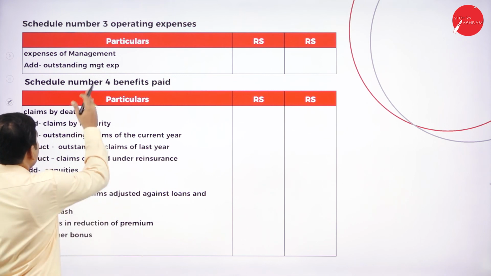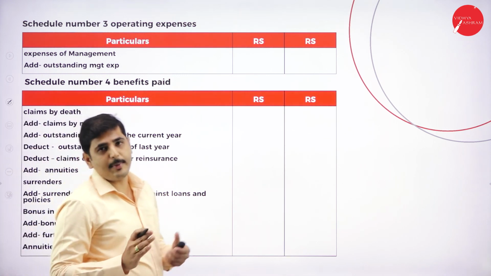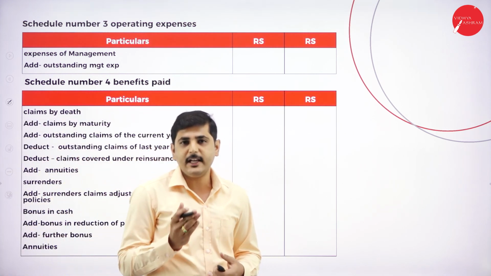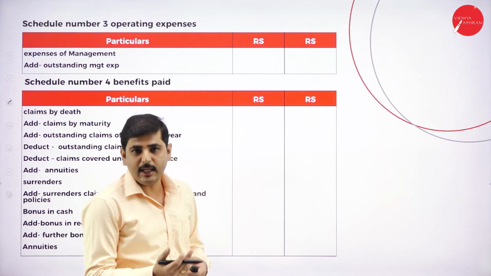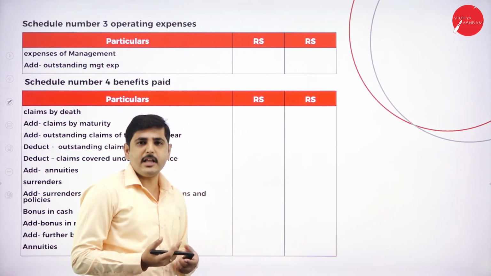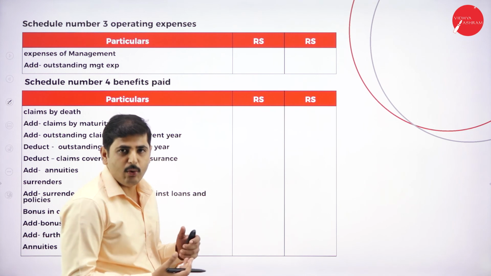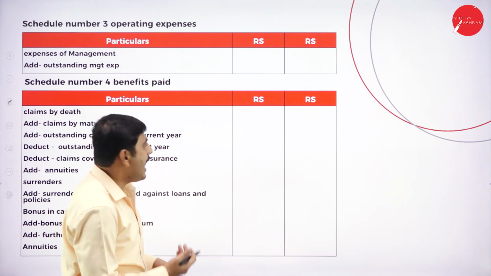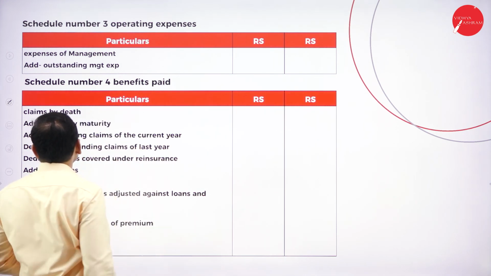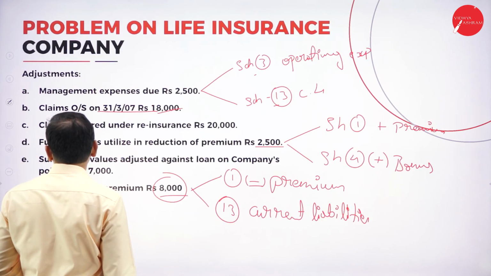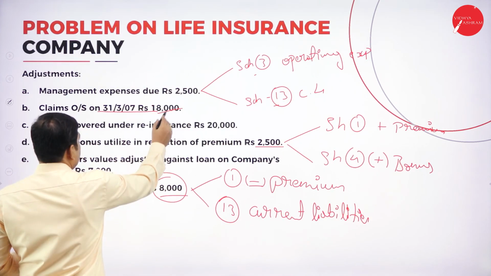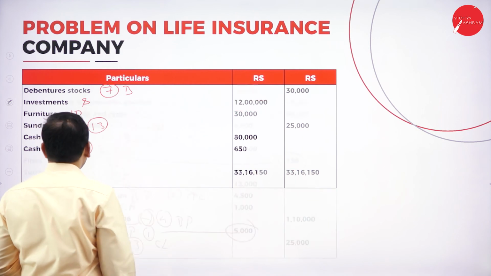Next one, schedule number 3, operating expenses. What are the operating expenses you get? It may be management expenses, it may be other types of expenses. Usually you will get management expenses in the question. If you have any outstanding management expenses, you can add it. The management expenses due is 2,500. We can add it to the management expenses.